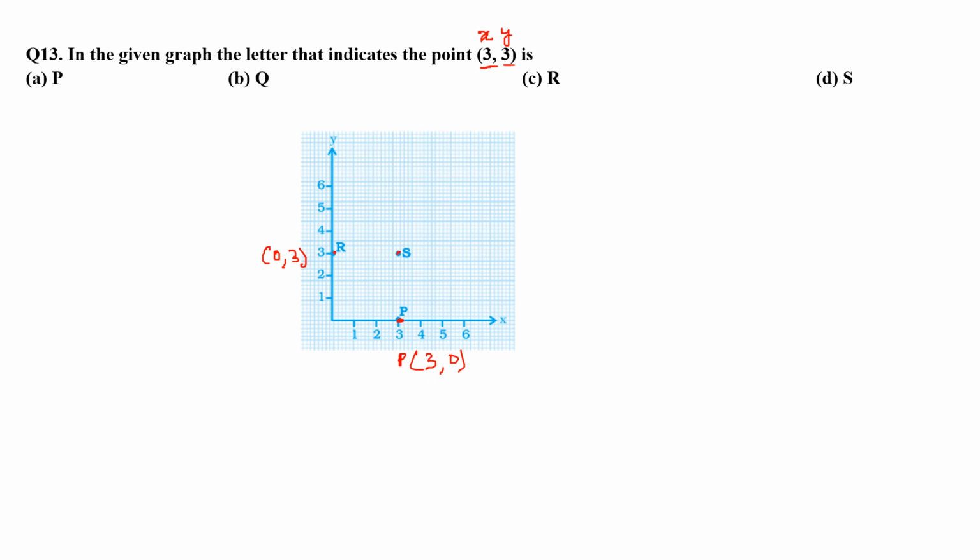And if you see this point S, okay, if you drop a perpendicular on both x and y-axis, you will get the coordinate which is 3, 3. So from here you can see that the point is S. So D is the correct option.